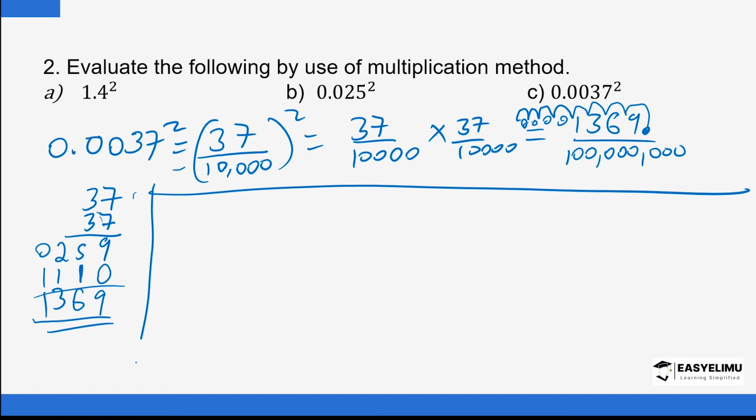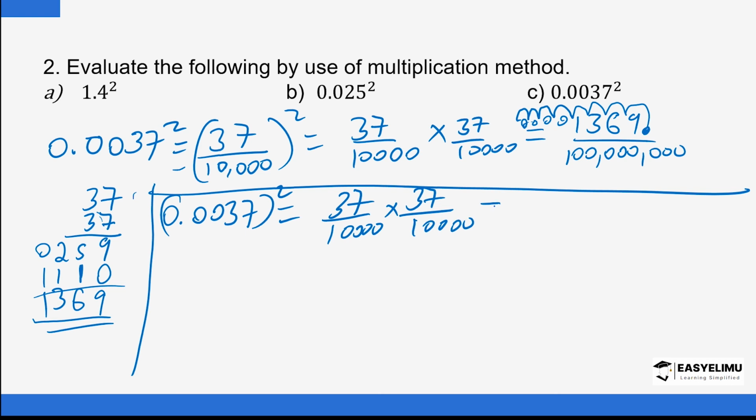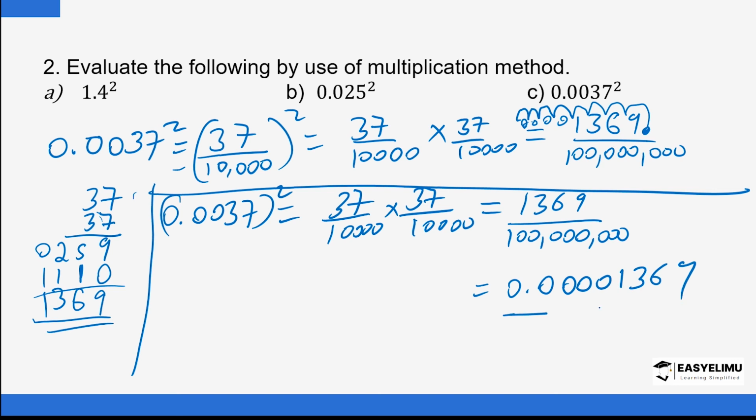Answering the question now, we have 0.0037, which is 37 over 10,000 times 37 over 10,000. So 37 by 37 is 1,369. This one is going to be 100 million. That is 10,000 by 10,000. And the answer is going to be 0.0000, 4 zeros, 1369. That is what you have seen up here.